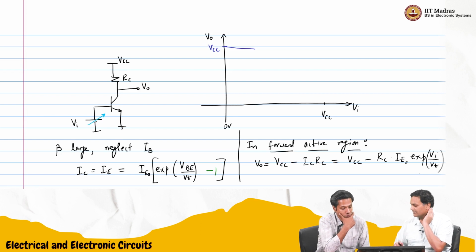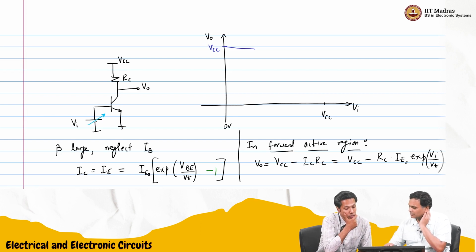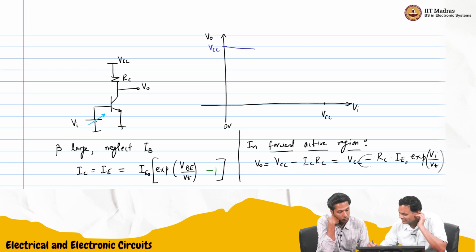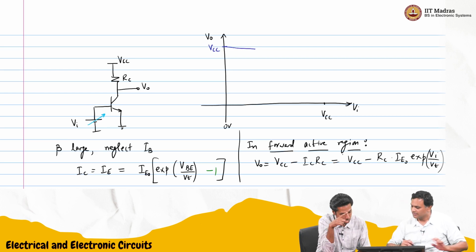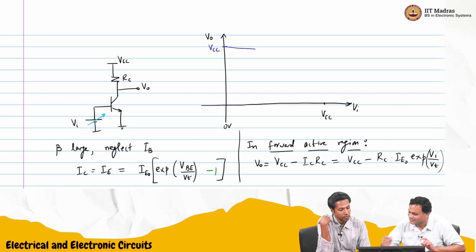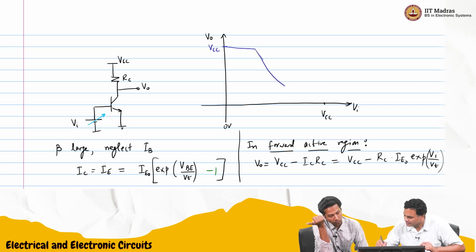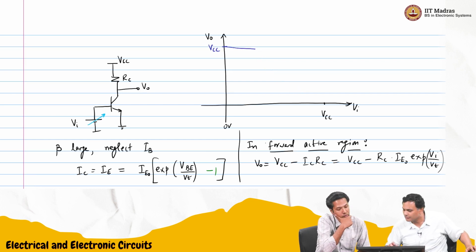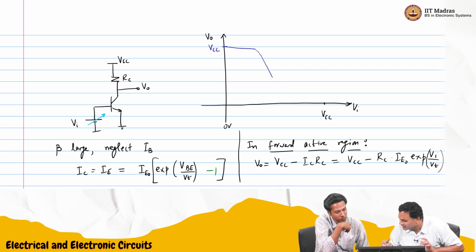We'll neglect that minus 1. Easy, right? So this means as we increase Vi, the output will decrease, because of that minus. Exponentially it will decrease. So maybe something like this. Something like that, right? How long will it continue? We need to find that out also, because if it really did that, at some point it will go somewhere, right?